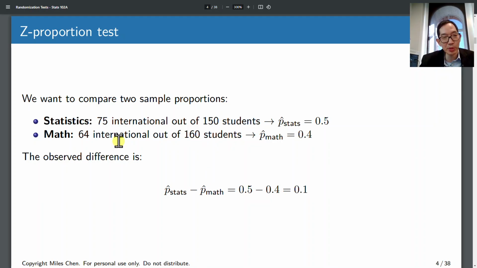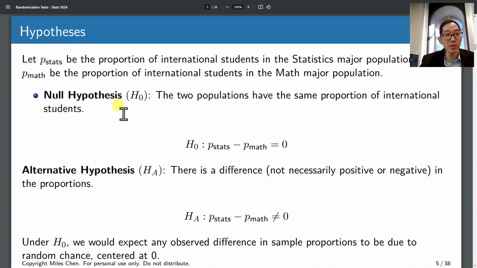My sample proportion for statistics is 75 divided by 150. I get a proportion of 0.5. For math, 64 divided by 160, I get a proportion of 0.4. And so the observed difference between proportions is 0.5 minus 0.4, 0.1. 10 percentage point difference between my two sample proportions. And so we are going to do a z-proportion test.